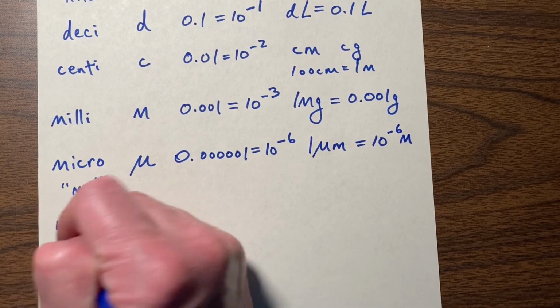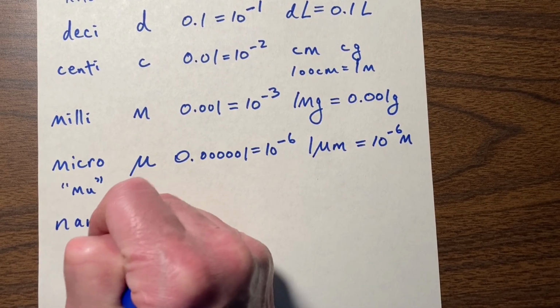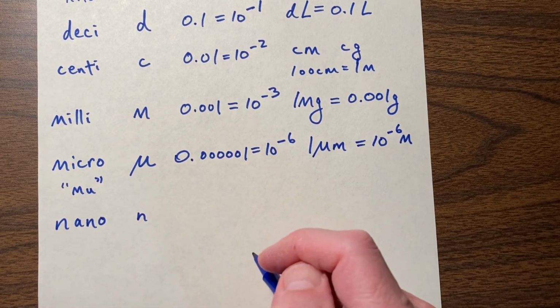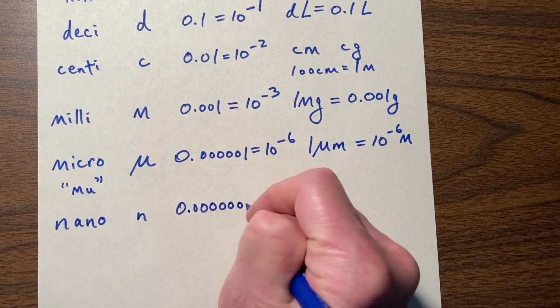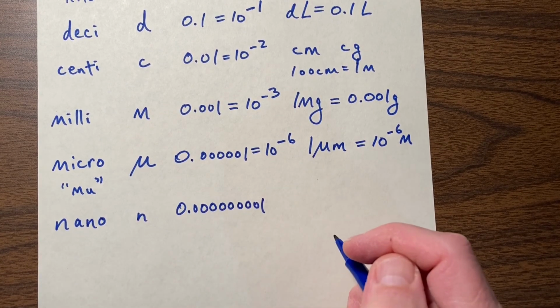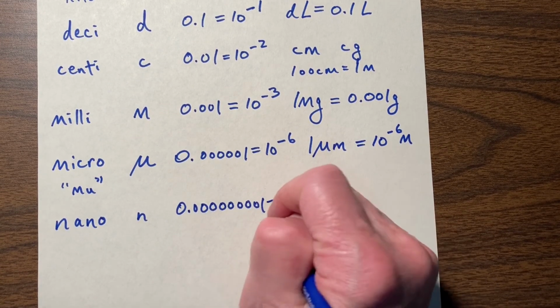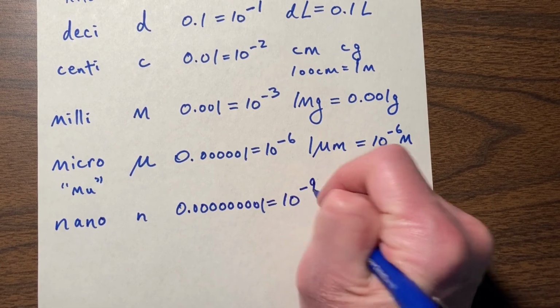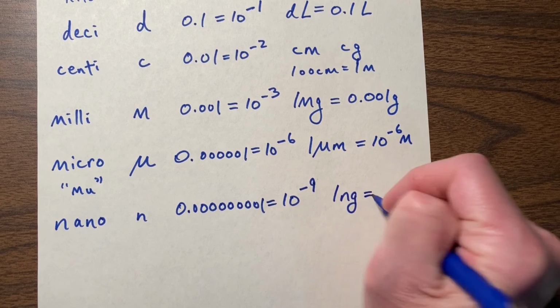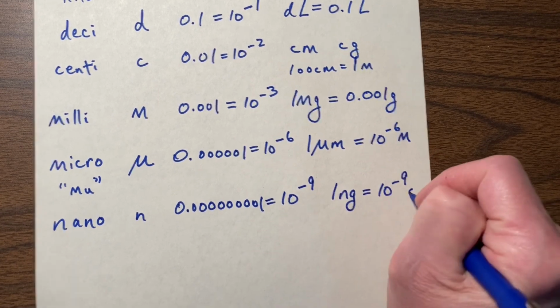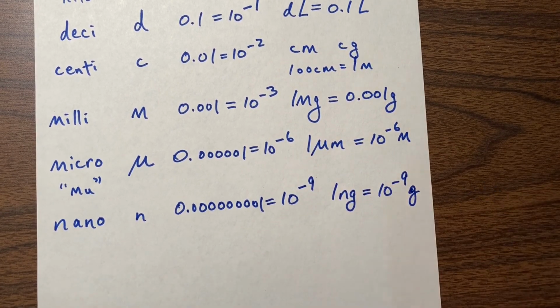Nanometer, now we're getting down onto the atomic level. Nano is a lowercase n, which is 8 zeros. And you can see now it's very inconvenient for me to write all those zeros, so I'd rather write 10 to the negative 9th like that. And 1 nanogram is equal to 10 to the negative 9th gram. So that's 1 billionth, not millionth, billionth of a gram.